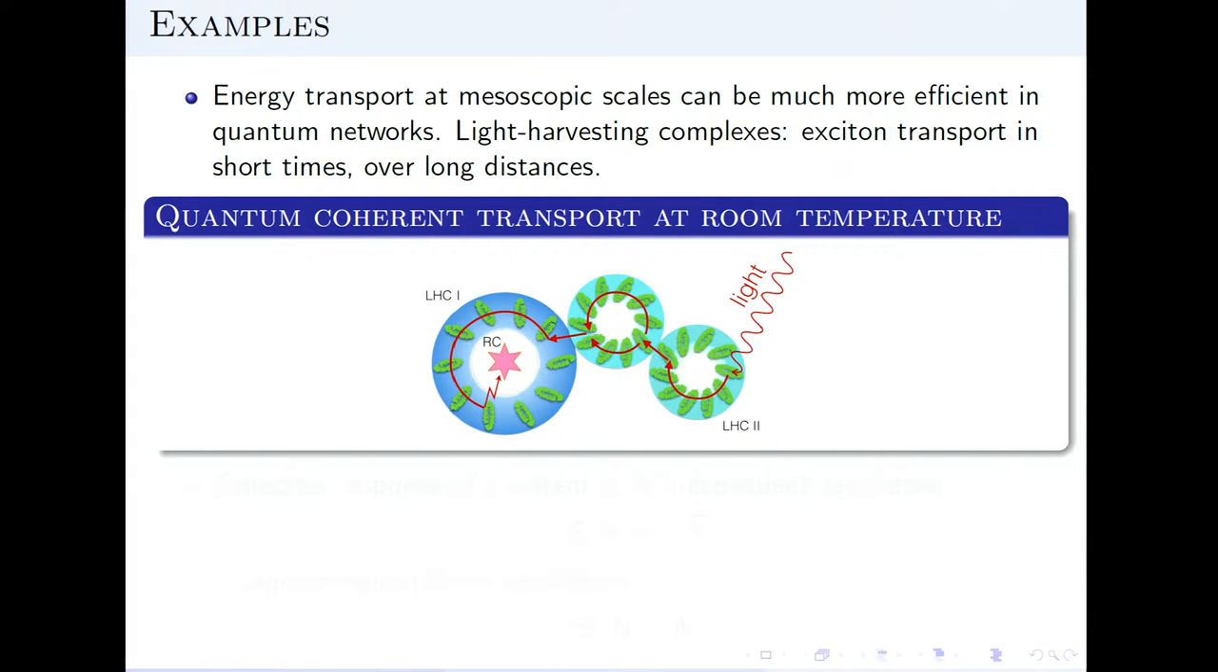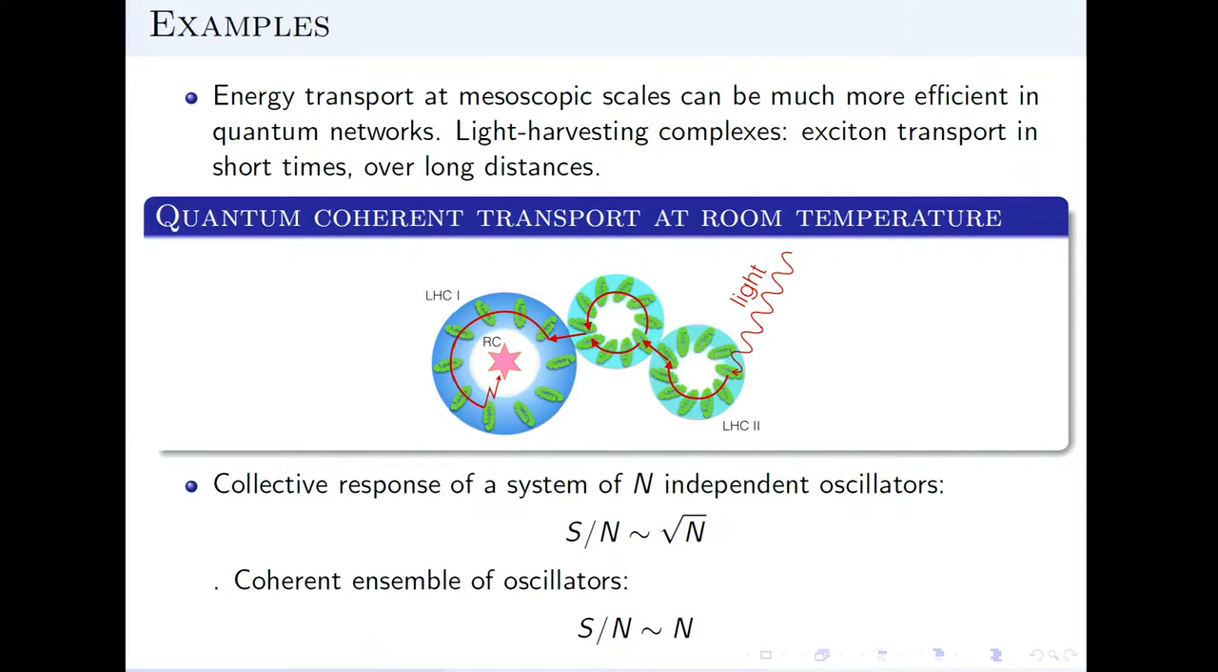Another example, or thing to keep in mind, is that if you have n independent oscillators, and this is also a classical kind of picture, their collective response is going to be, in terms of signal-to-noise ratio, limited by the square root of n. But if you have a coherent ensemble of oscillators, the signal-to-noise ratio, when you measure things, is going to be proportional to n. And therefore, you can switch between states, for example, with less energy. This is why we are interested, because if we can make molecular photonic circuits that are quantum coherent in nature, it will take less switching energy.